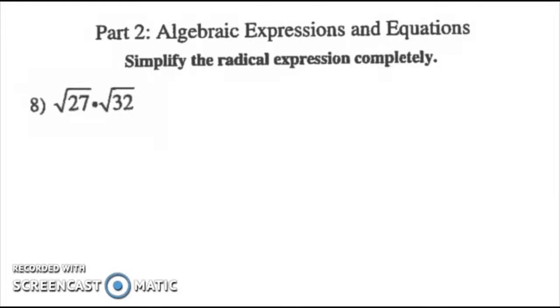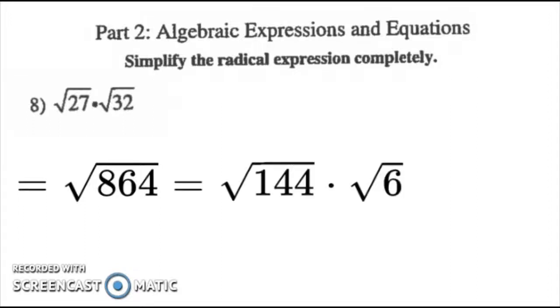Number 8. I need to multiply these together. So in radicals, I multiply outside to outside, inside to inside. So 27 times 32 is 864. Now the largest perfect square factor of 864 will be 144 from 144 times 6. The square root of 144 is 12, so we have 12 radical 6 for number 8.